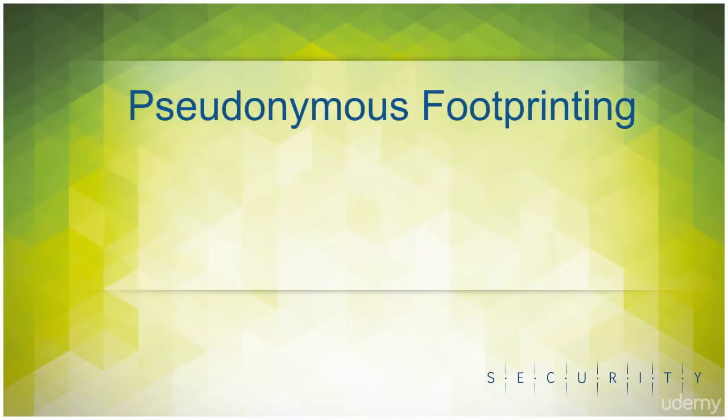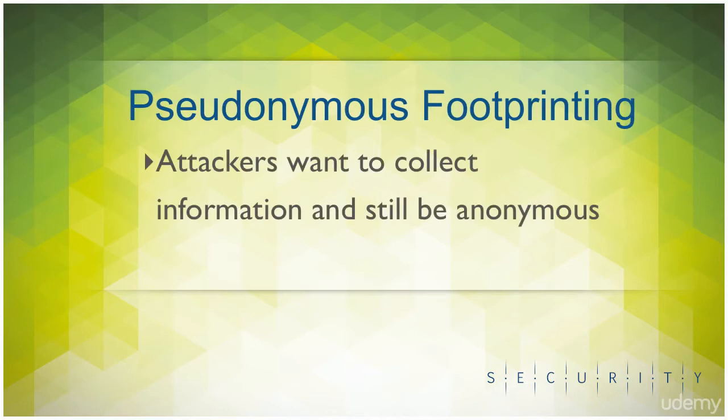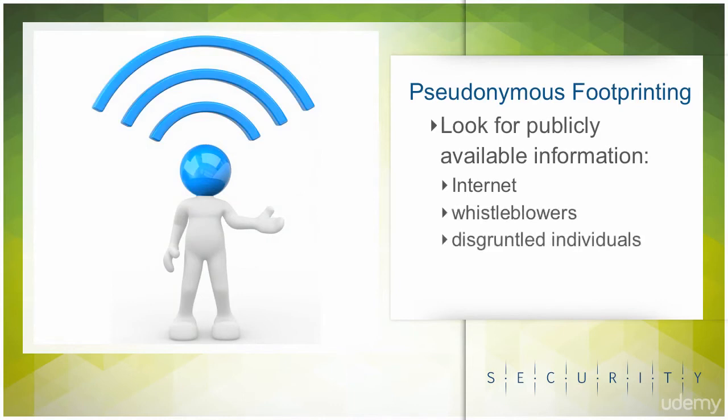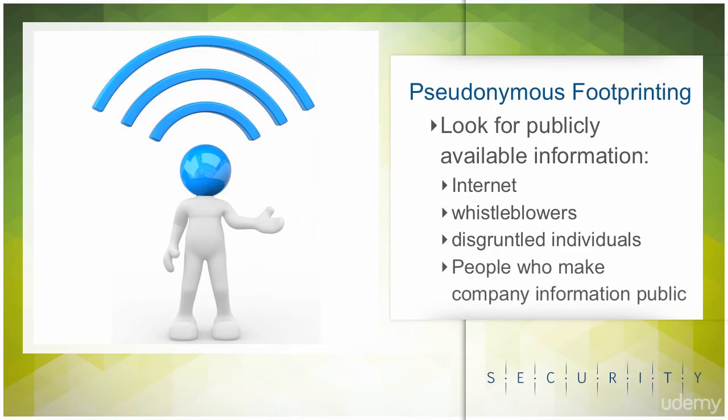Quite often, the competition's attackers want to collect information and they still want to be anonymous. They don't want to be traced. So they look for publicly available information on the internet and other sources. Many times, whistleblowers, disgruntled individuals, or those who want to make information about a company public may use pseudonyms to reveal the information. Sometimes, officials who cannot make information public give information out in anonymity. You can gather a lot of valuable information through these sources. This is otherwise known as pseudonymous footprinting.